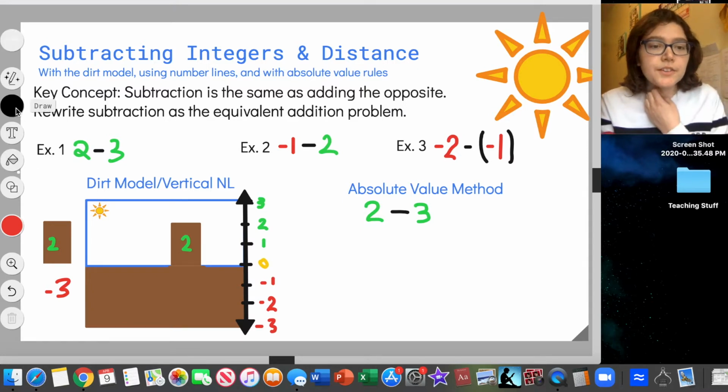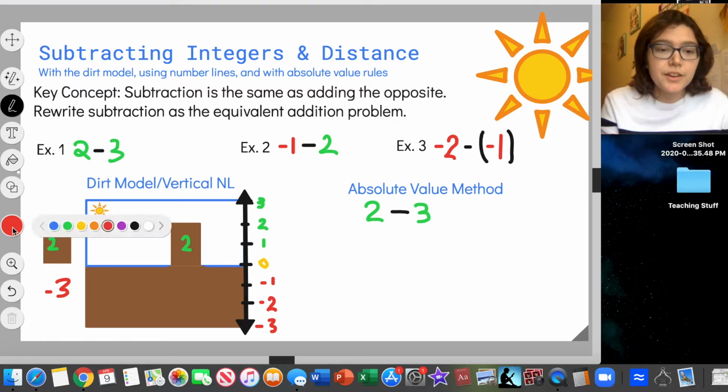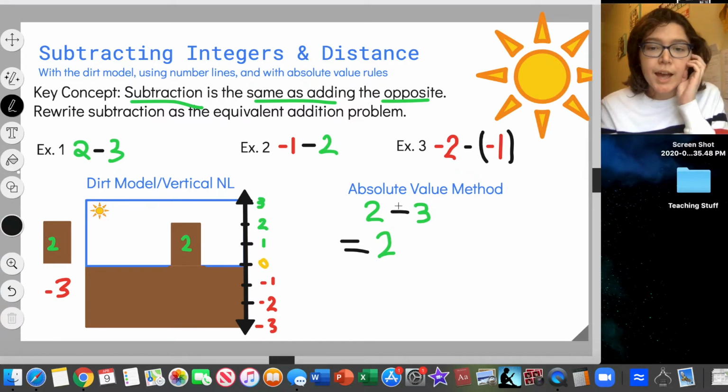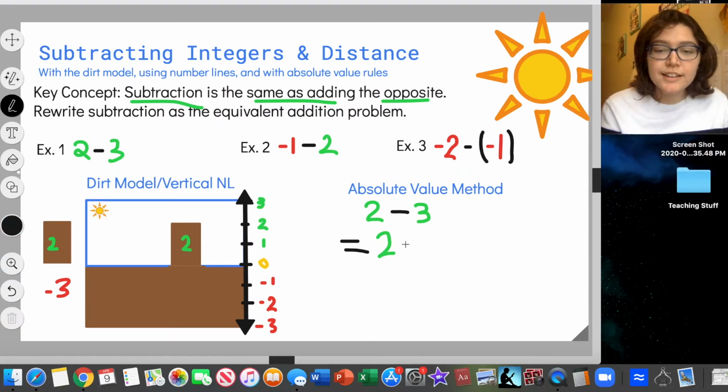The first thing that we're going to do is rewrite this as the equivalent addition problem. I have positive 2 here, and then I'm subtracting a positive 3. So now I have to go to this concept: subtraction is the same as adding the opposite. I'm trying to turn this into an addition problem, so I'm going to change my subtraction sign into addition. Then I have to ask myself, what is the opposite of positive 3? Negative 3, exactly. So 2 minus 3 is the same thing as 2 plus negative 3.